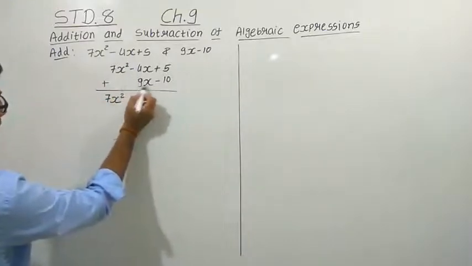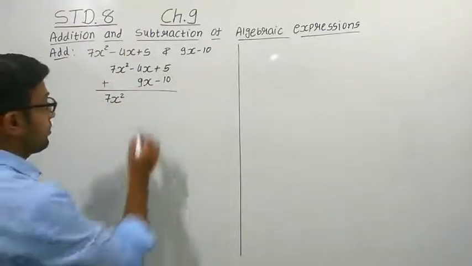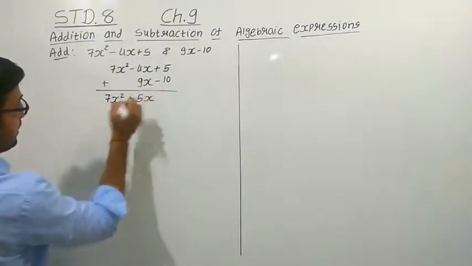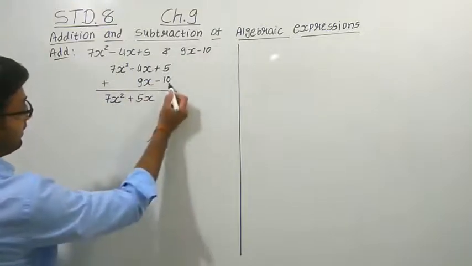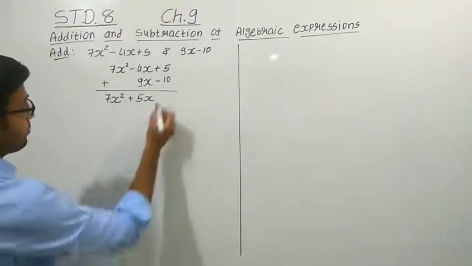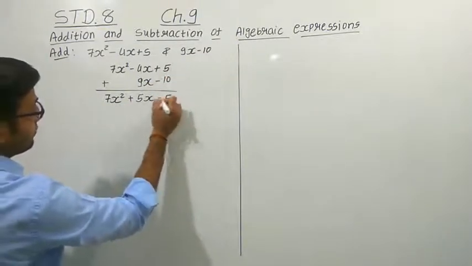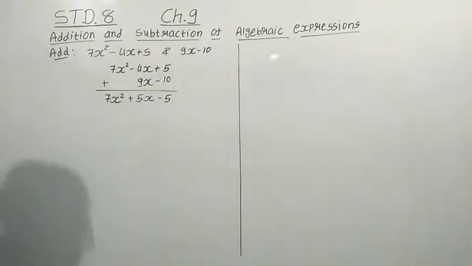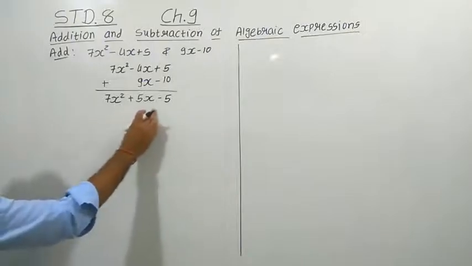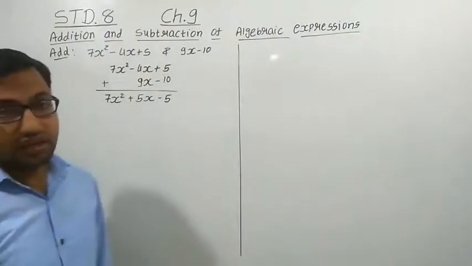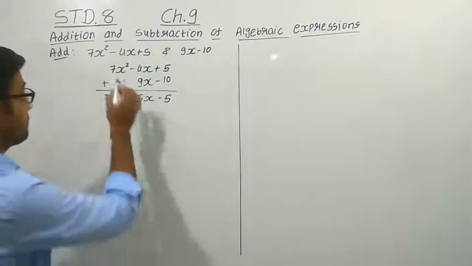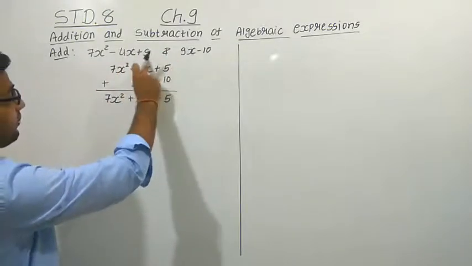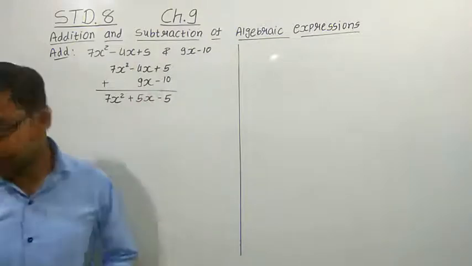Here 9x is positive, 4x is negative. So 9 minus 4 is what? 5x. Yes, and the sign will be positive. But here also minus 10 and 5 are there. So minus 10 plus 5 is minus 5. So we get the addition of the two algebraic expressions, that is 7x square plus 5x minus 5. Understand? So here we have to use the concept of like terms, that 4x is a like term with 9x and 5 and minus 10 are also like terms.